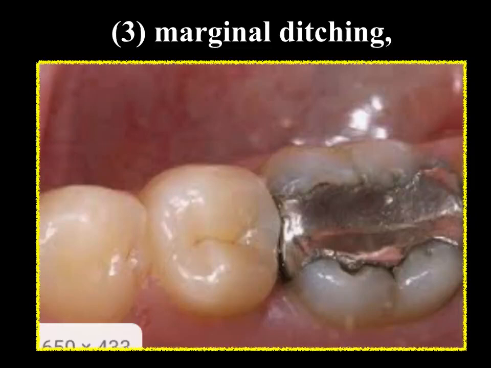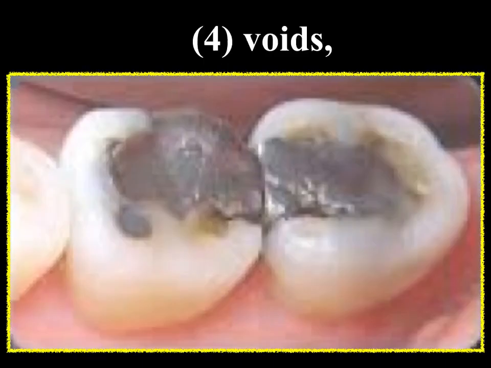Three, marginal deficiency. Any amalgam restoration or any restoration should be checked at the peripheries to detect leakage. This leakage or defect in the restoration is very important, and may lead to secondary caries. Four, voids. Voids are very important because they lead to food stagnation and to secondary caries.